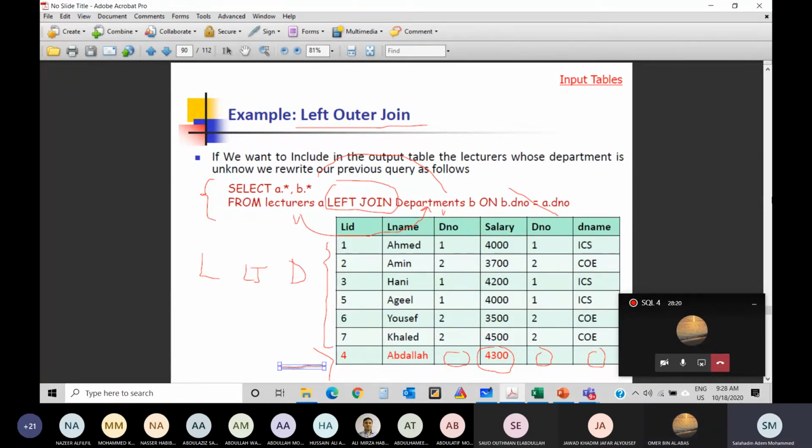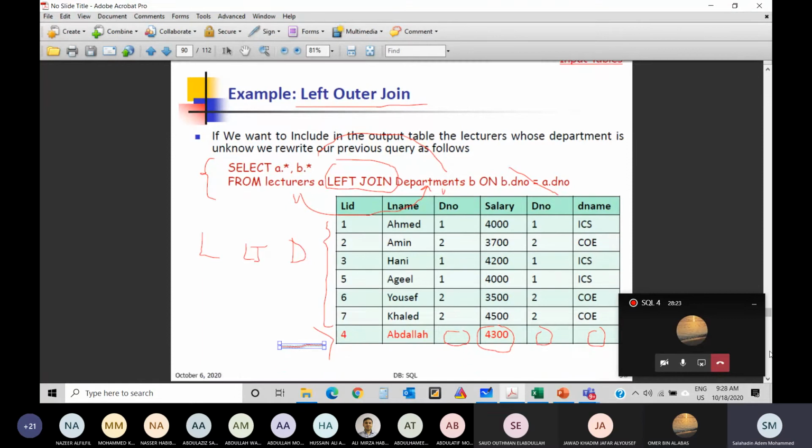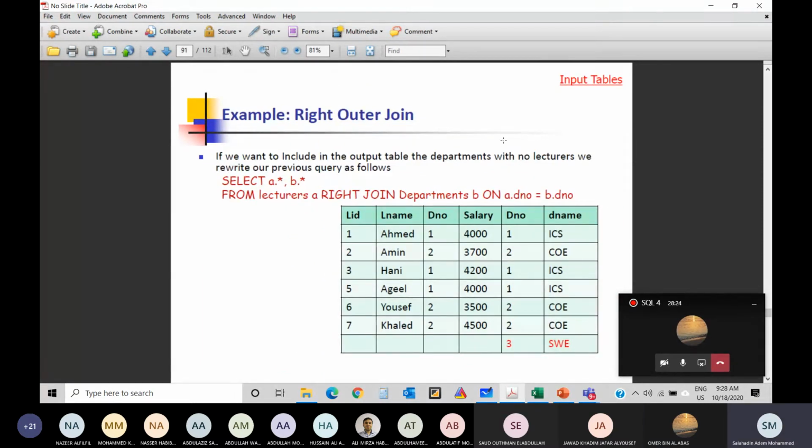Maybe let me give you another example. Let's look at this example here. I'm using what here, Shabab? Right join. Now I'm saying select A dot star, B dot star, all the columns from A and all the columns from B. Of course A is lecturer, B is department, on A dot deno equals B dot deno. So automatically you will get the inner join first. You will get all these tables.